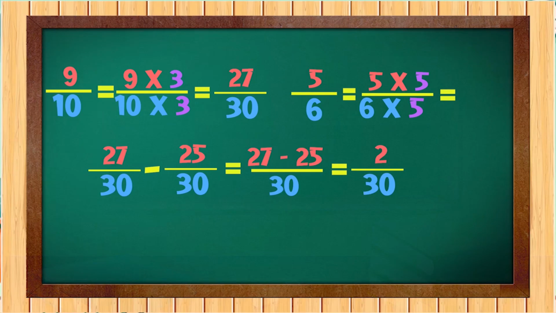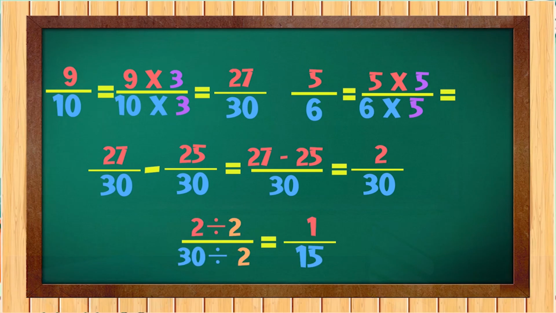So we reduce that fraction to its lowest term. We're going to use 2. 2 into 2 is 1. 2 into 30 is 15. So our fraction reduced to its lowest term is 1/15.